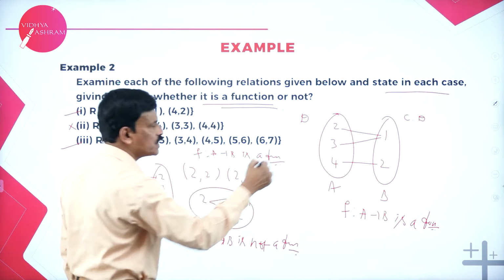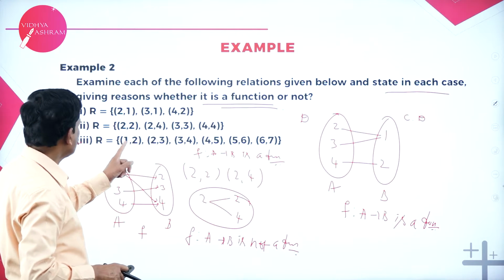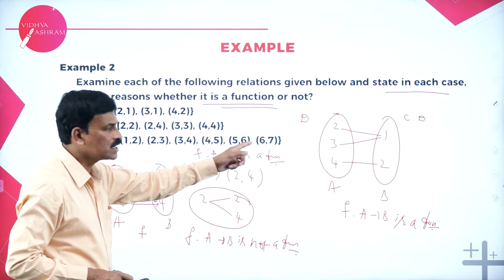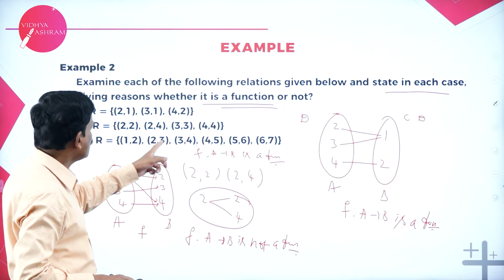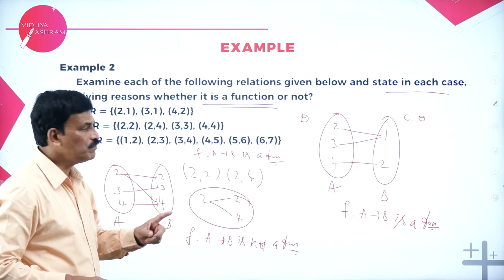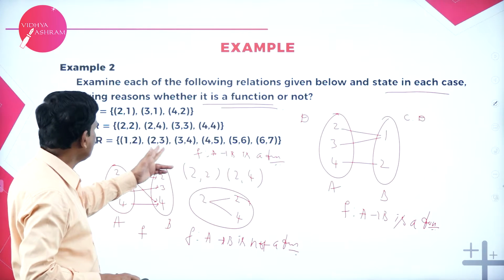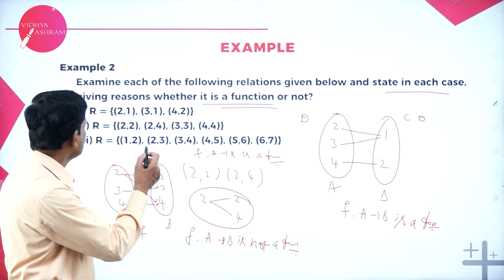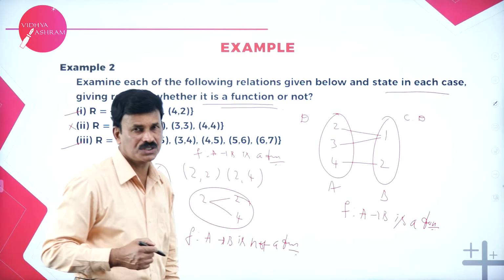If you want, you can represent it in a diagram. By looking at the problem, you can say that 1 to 2, 2 to 3, 3 to 4, 4 to 5, 5 to 6, 6 to 7. That is, all the elements of the domain are uniquely associated with the elements of the codomain. Therefore, F from A to B is a function. That's it. So the first one is a function, the second one is not a function, and the third one is also a function.